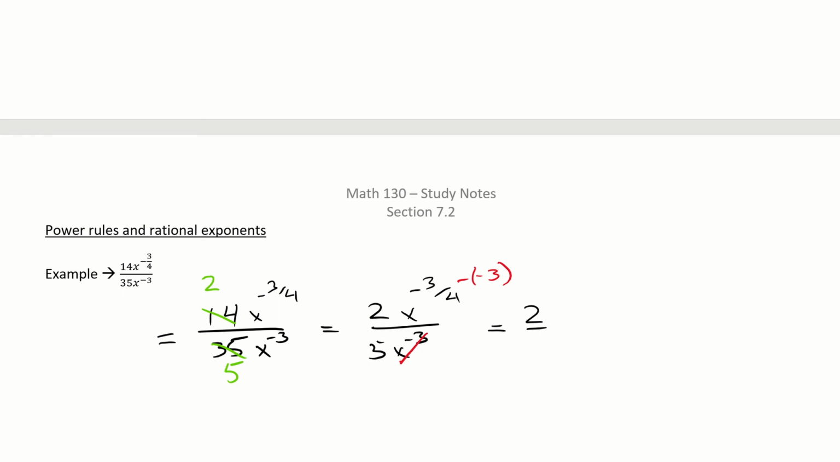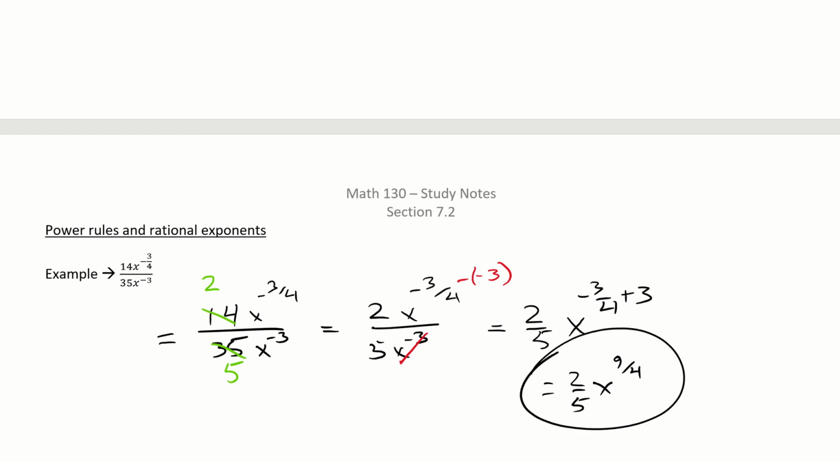So we have 2/5 maybe, x to the negative 3/4 plus 3. So that's equal to 2/5, and when we do that, we've got, what is that, 12? It's 9/4, isn't it? And folks, that's it. Power rules are here to stay. You go farther in math, you'll see more and more.